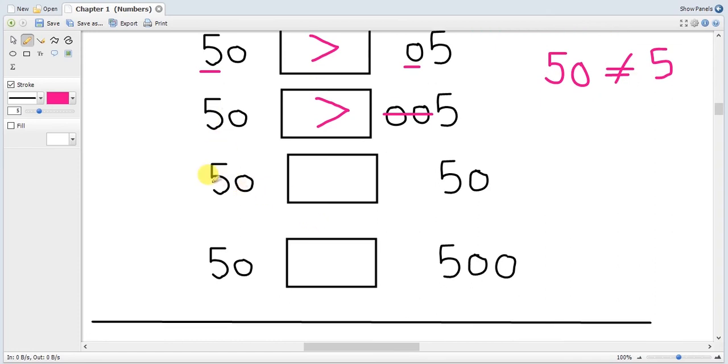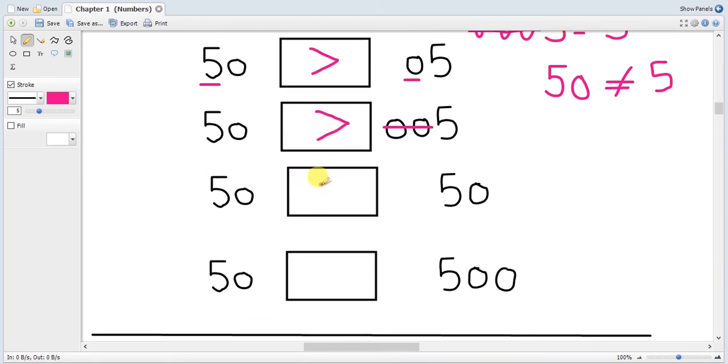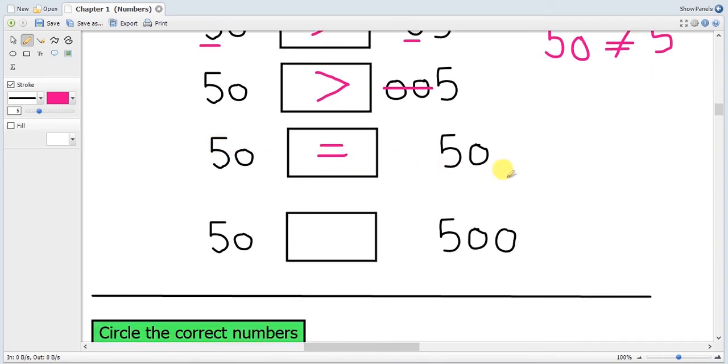Next, 50 over here and the next comparable number is also 50. So both are equal. And what is the sign we use for equality? Remember, we studied it just a few minutes before. Yes, two parallel lines, not too long, not too short. See, this is the equality sign. So 50 is equal to 50.